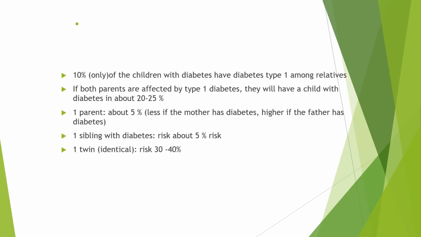10% of the children with diabetes have type 1 diabetes among relatives. If both parents are affected by type 1 diabetes, they will have a child with diabetes in about 20 to 25%. If one parent has type 1 diabetes, about 5% will develop diabetes, which is less if the mother has diabetes and higher if the father has diabetes. If one sibling with diabetes is there in the family, the risk is about 5%. And in a twin, especially an identical twin, the risk of the other twin having diabetes mellitus if the first twin has diabetes is 30 to 40%.